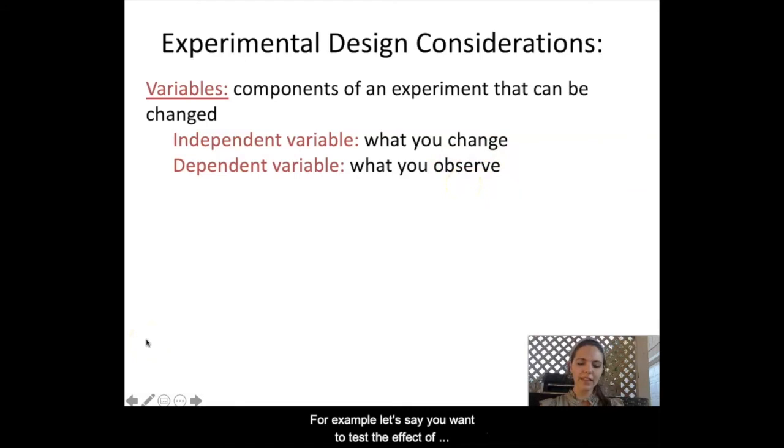So, for example, let's say you want to test the effect of caffeine on exam scores. So maybe you give students caffeine pills before they take an exam to see how that affects their score. In this case, the independent variable is the caffeine. Maybe it's whether or not a student gets caffeine, or maybe the dose of caffeine as well, but it's what you as the experimenter are changing, manipulating in the experiment. On the other hand, the dependent variable in that example is the exam score. It's what you're observing change throughout the experiment.